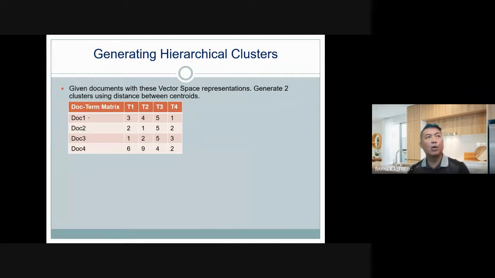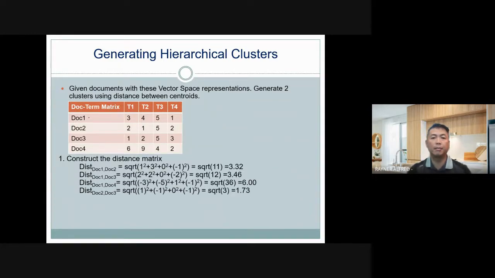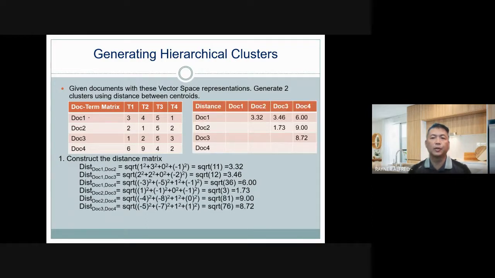Okay, how does it work in a real document clustering? So given that we have document 1, 2, 3, and 4, we need to construct the distance matrix. So this is what we have. Okay. So this is the distance between document 1 and document 2. Okay, so we should pick the smallest one. So this one, which means that we need to combine document 2 and document 3.